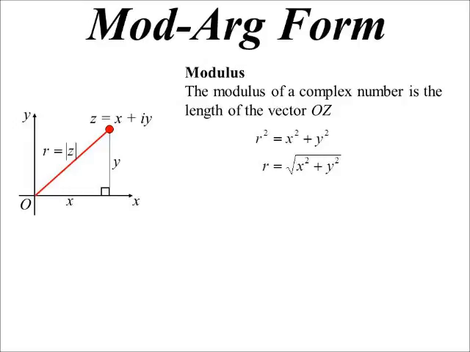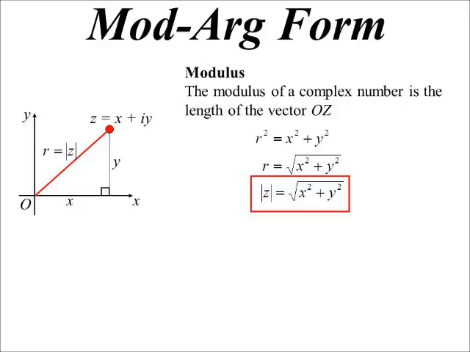Phew, I no longer have to keep saying x squared plus y squared, or real part squared plus imaginary part squared. I can now say modulus squared. So x squared plus y squared is the modulus squared. Its symbol is the absolute value symbol, because that's what absolute value means, if you remember.